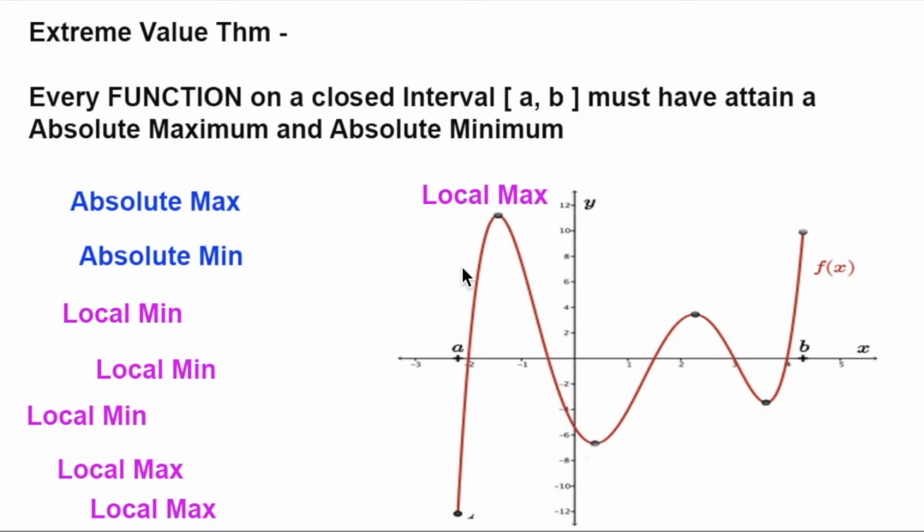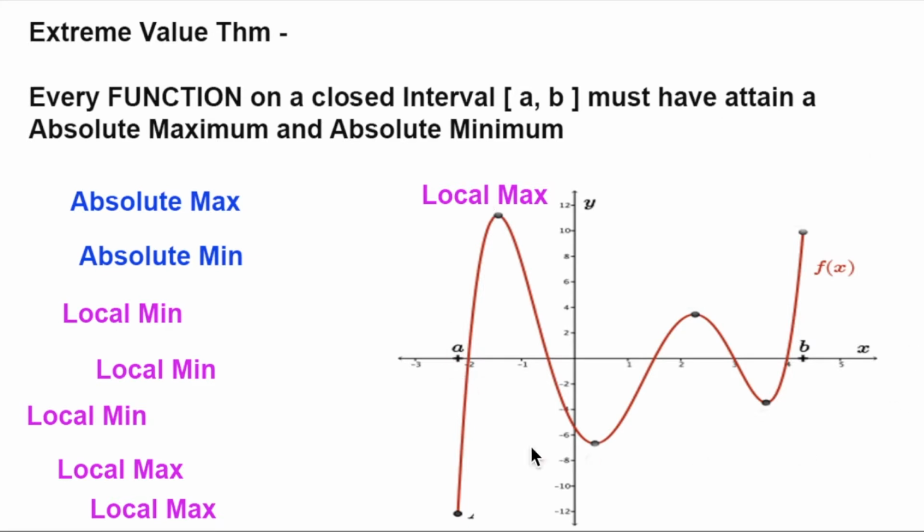Here's 4.1, Extreme Value Theorem. Every function on a closed interval AB must attain an absolute max and an absolute min. Before we can find the absolute max and absolute min, the first thing we do is we go ahead and identify all the local max and all the local mins.